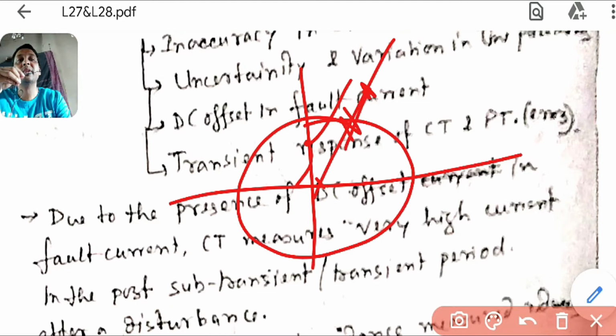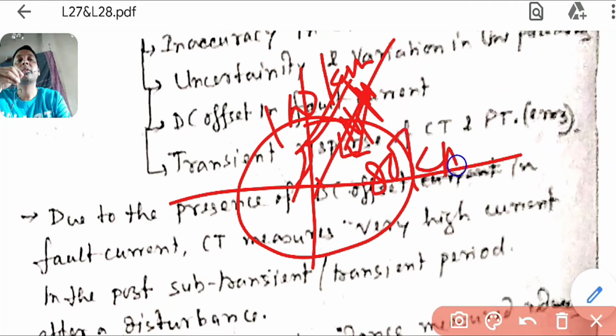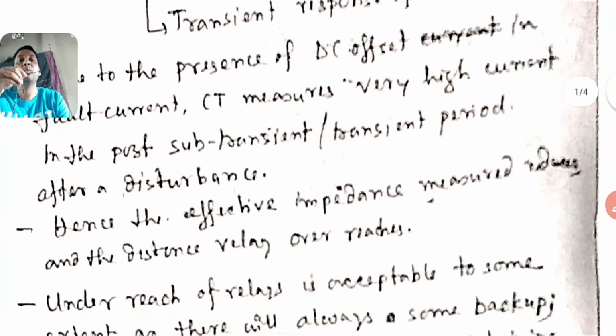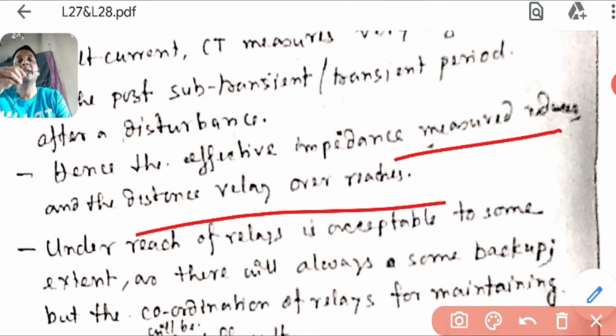That means it will come inside this circle. The outside point will also come inside, because you assume that Z should be this much, but as your current is very high, suppose this is a length of 100 kilometer and you set it for 80 kilometer. So 100 kilometer was beyond your circle. But as fault current is very high, the 100 kilometer impedance also becomes very small, so it comes inside your circle. So your relay becomes overreach. The effective impedance reduces and the distance relay overreaches.